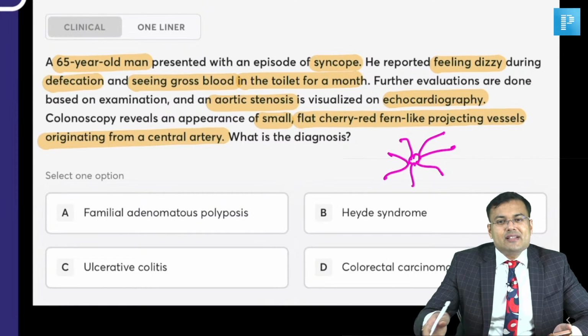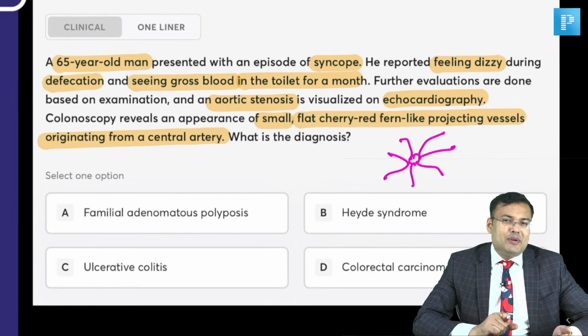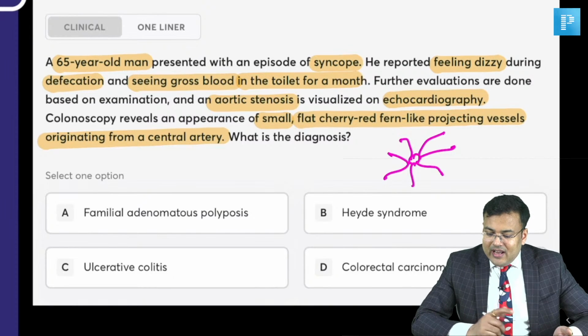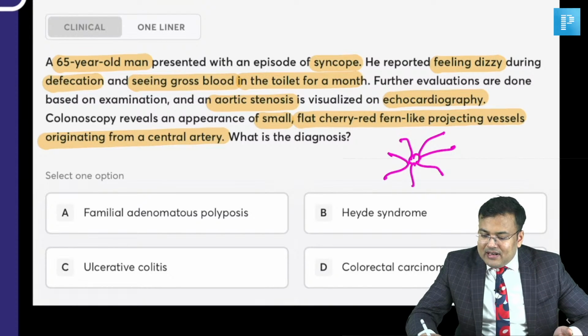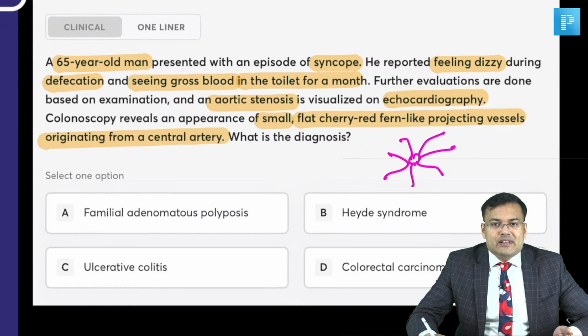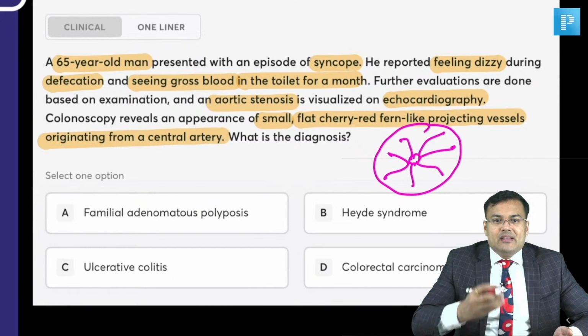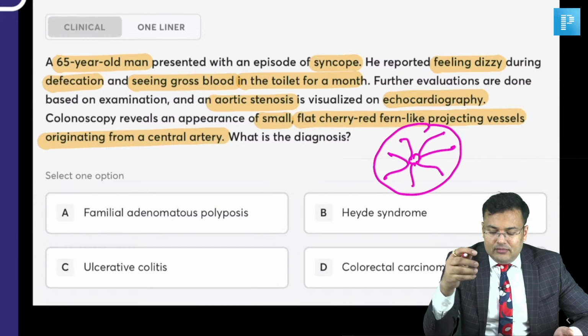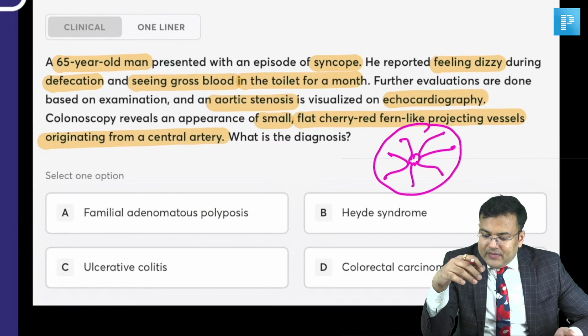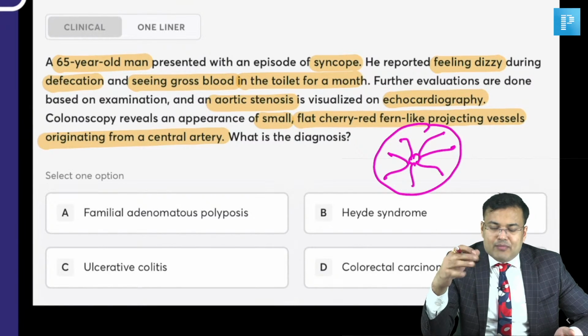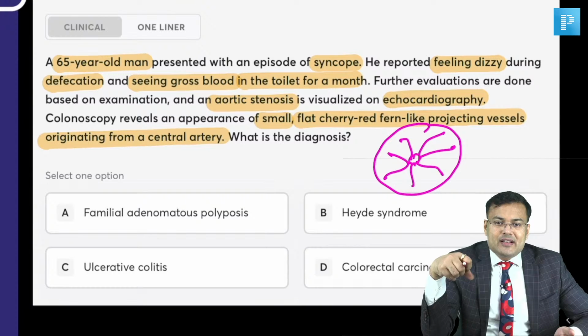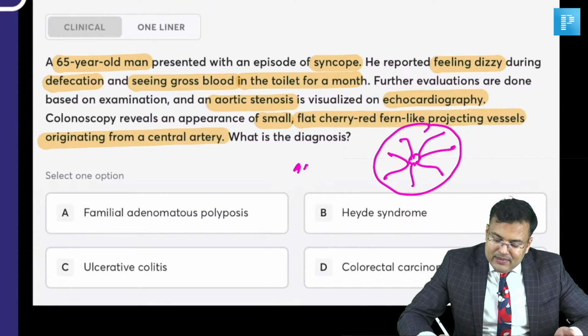Very good. We discussed this question just now. What's the problem? Aortic stenosis. And what is that cherry-like, fern-like projecting vessel originating from a central artery? This is the appearance of angiodysplasia. There is a central artery and what you can see, cherry red fern-like projecting vessels from this central artery. So this is actually angiodysplasia.